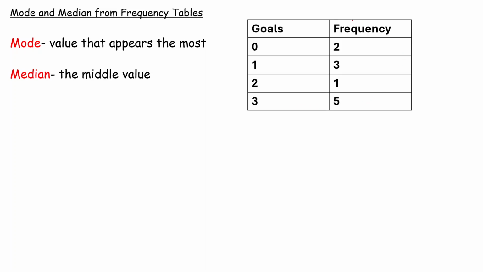And this thing over here is what you call a frequency table. So you can see here, just to show you what's going on, you've got goals going down here. So you've got, for example, 0 goals. Frequency importantly means number of. It means how many times. So you're just saying that 0 goals happened twice. 1 goal was scored 3 times. 2 goals were scored once. And 3 goals were scored 5 times. So there you go. Frequency means how many, number of.